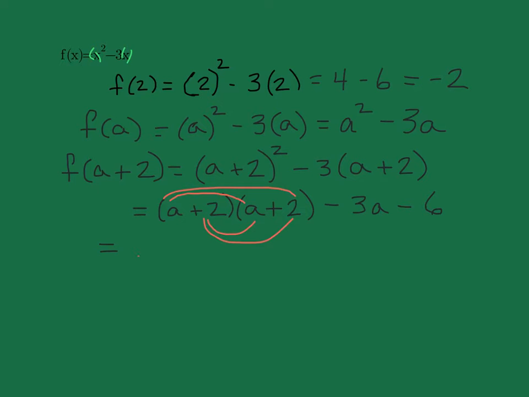So that will give us a times a, which is a squared, for those first terms multiplied together. And the outside terms, a times 2, would typically be written in the order 2a. And then the inside terms, 2 times a, that's another 2a. And last terms, 2 times 2 makes 4. And then we still have minus 3a minus 6.